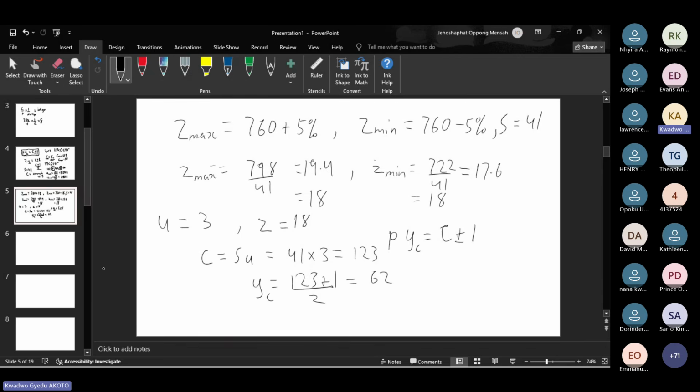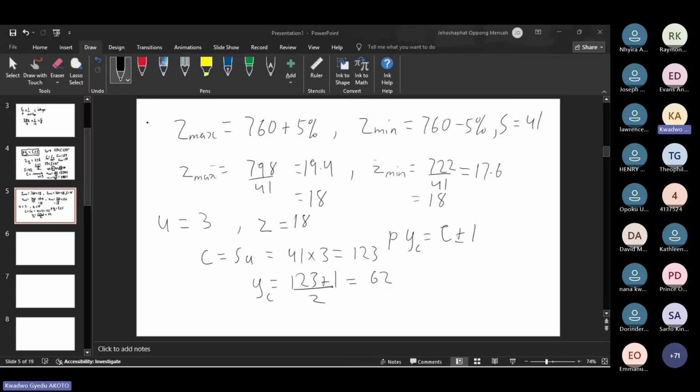So please, are we okay with the commutator pitch, up to that point, before I continue? Are we okay up to that point?